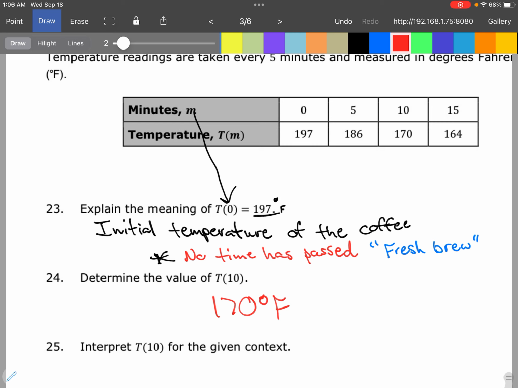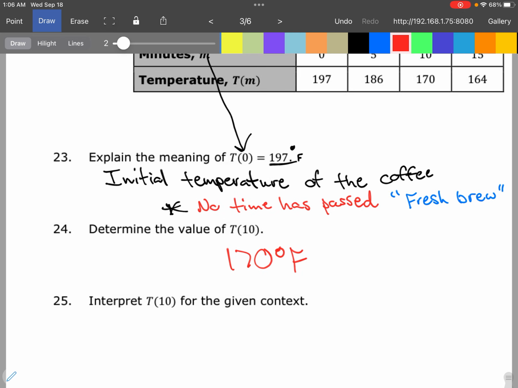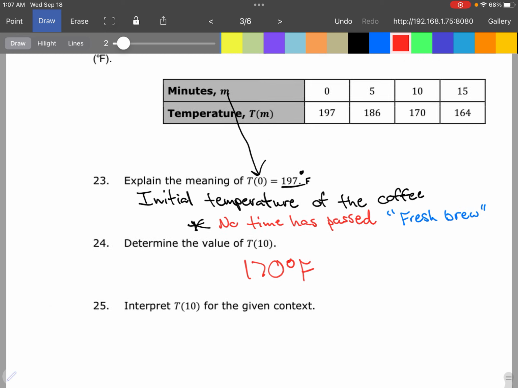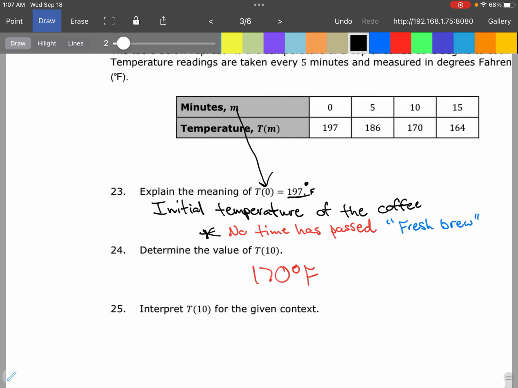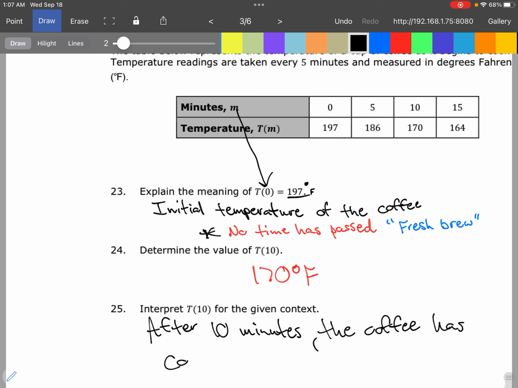Interpret the T of 10 for the given context. Basically, after 10 minutes, the coffee has cooled to 170 degrees Fahrenheit. Bingo, Charlie.